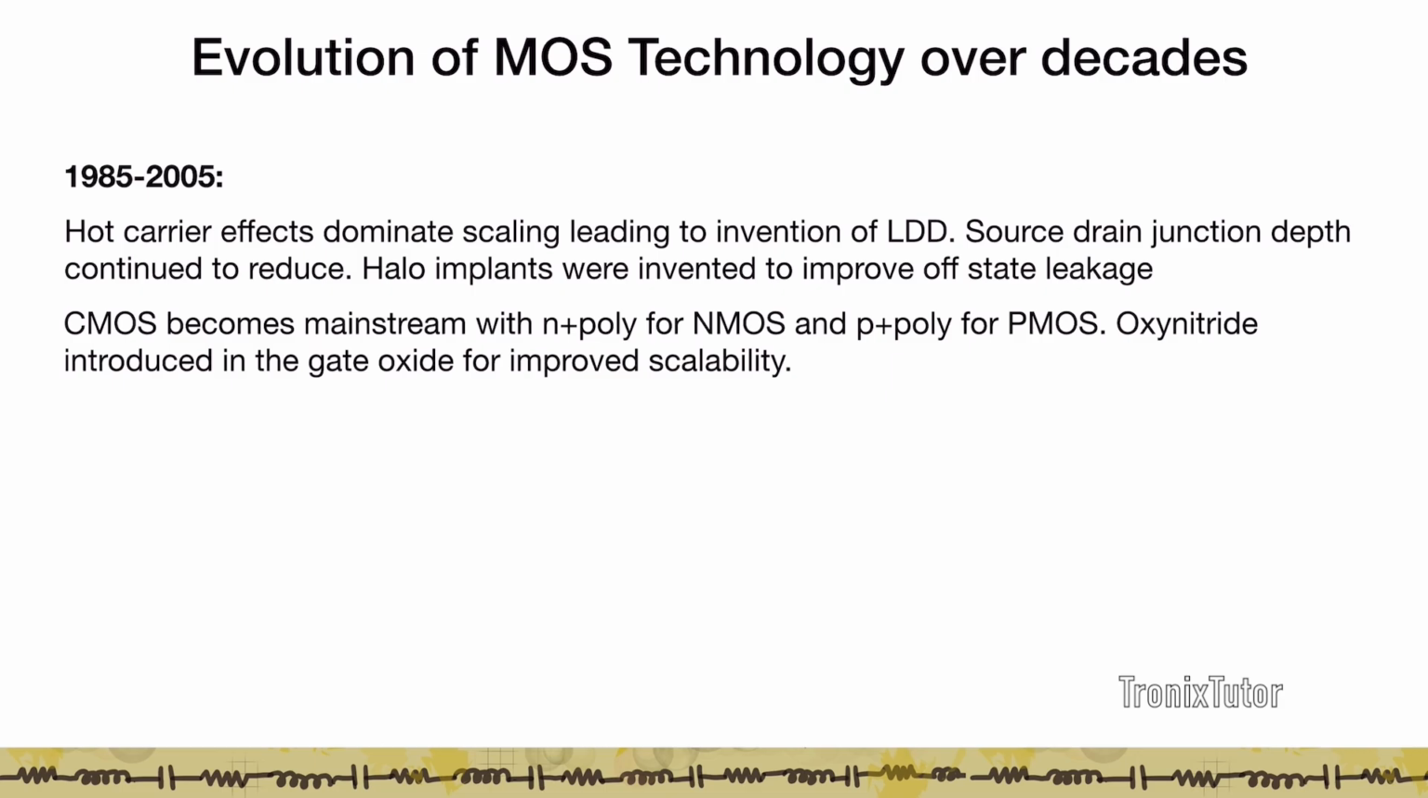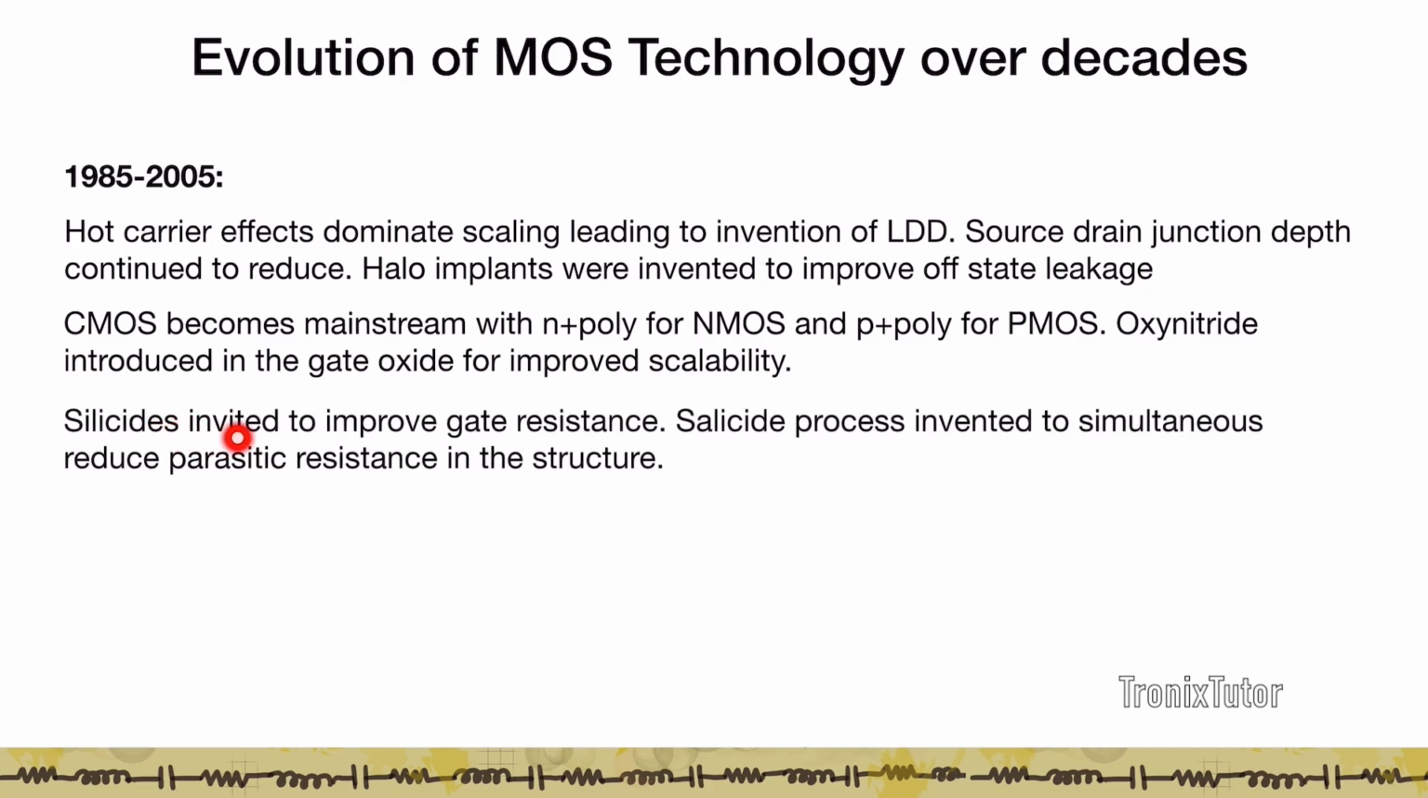CMOS became mainstream in the 80s with an N plus poly for the NMOS and P plus poly for the PMOS. Both these again were for quick fabrication and were able to get low VTs for both the NMOS and the PMOS. To reduce the gate leakage, because gate oxide had scaled substantially over these 2 decades, Oxynitride was introduced in the gate oxide primarily for improved scalability. The other big invention in this decade was the invention of silicides to reduce the parasitic resistance in the source and drain, and this again improved the drive current of the transistor.